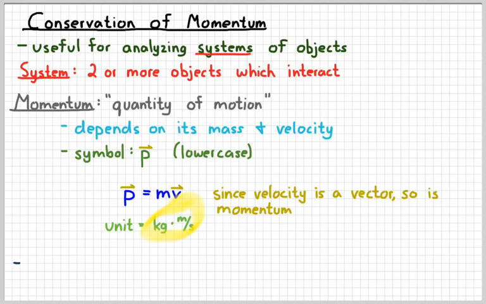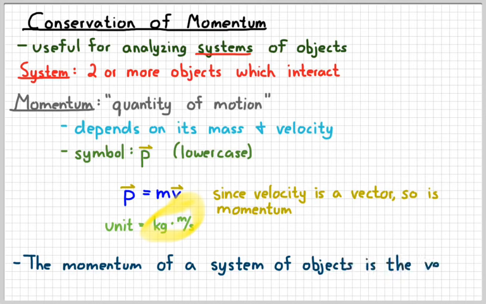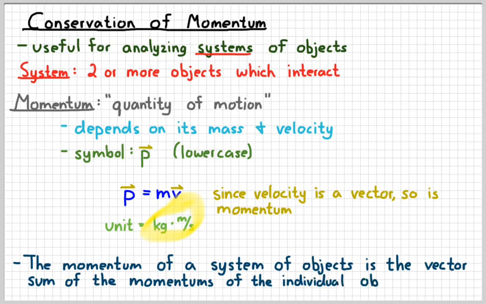The momentum of a system of objects, regardless of how many objects there are, is simply the vector sum of all the momentums of the individual objects. Keyword in there being vector. Remember that vectors have directions, so there's a difference between two objects that are moving the same direction versus two objects that are moving opposite directions. So it's really, really important that we remember the signs.